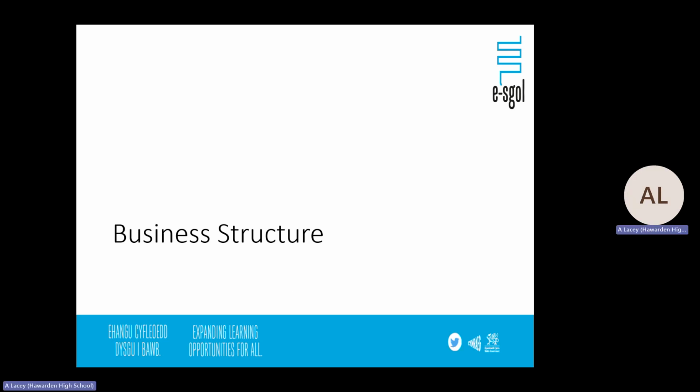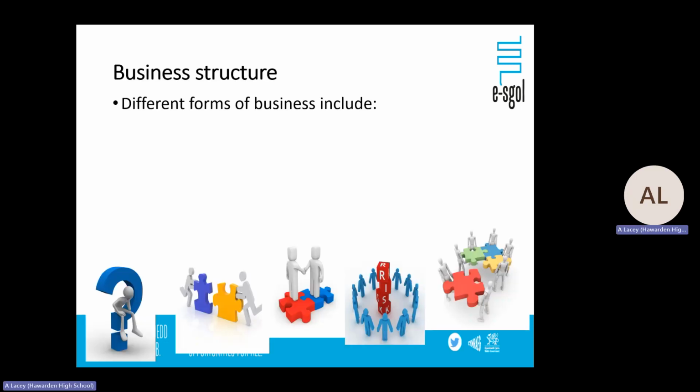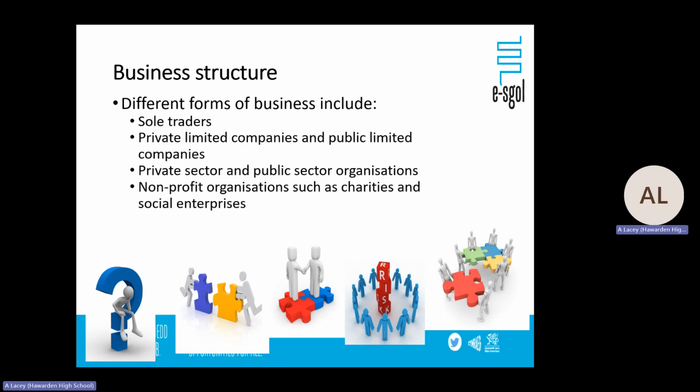Now going to look at business structure for Unit 1. Okay, so what is business structure? You've got different forms of businesses, and these include sole traders, private limited companies and public limited companies. You've got partnerships in there as well, which is not on this list, private sector and public sector organisations, and you've got non-profit organisations such as charities and social enterprises also.